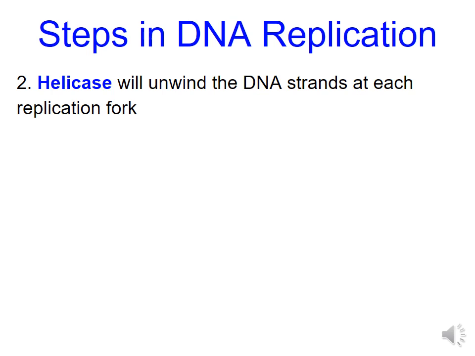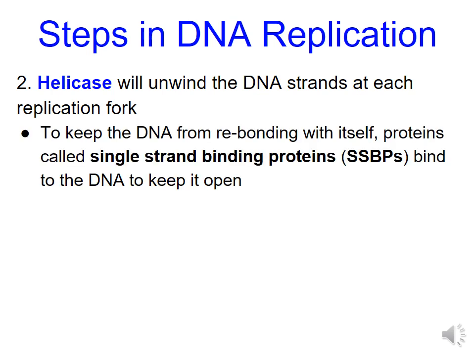Then an enzyme called helicase, I know it's an enzyme, you can see the ASE, will unwind the DNA strands at each replication fork. So this is where that hydrogen bonding comes in handy, because it makes it easy for helicase to unwind the DNA strands at that replication fork. To keep that DNA from rebonding with itself, we use specific proteins called single-strand binding proteins, SSBPs. They're actually going to bind to the DNA so they keep it open. The idea is we're sticking a piece in there so that it can't join back together because there's something blocking it.